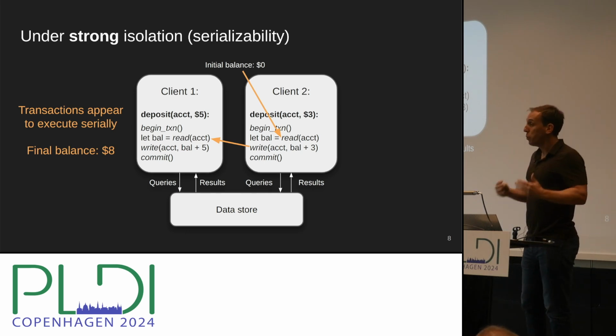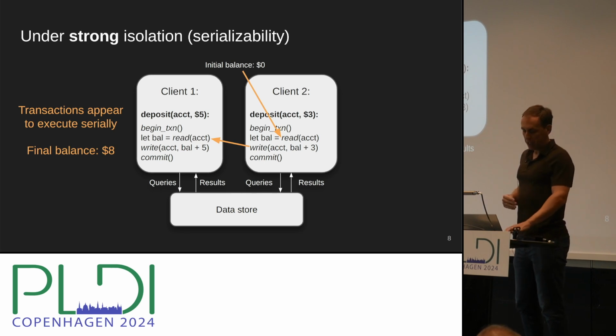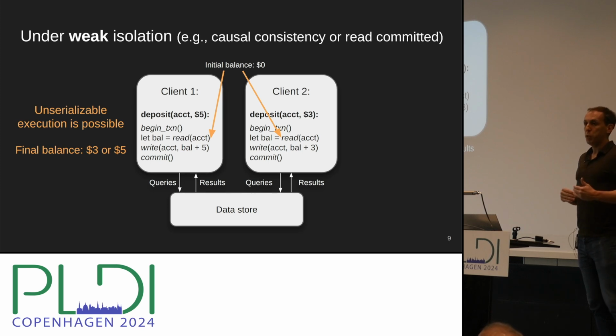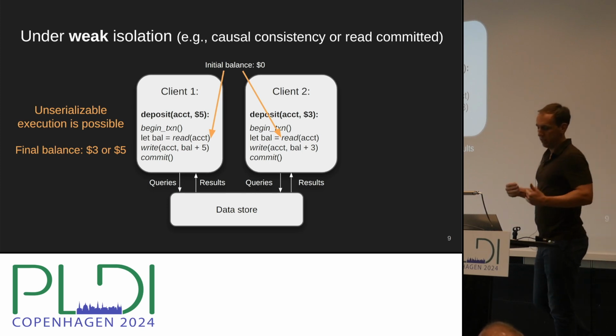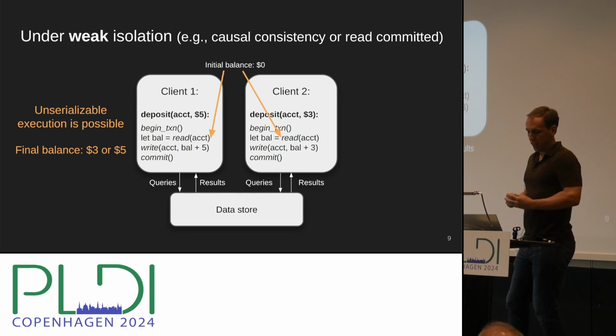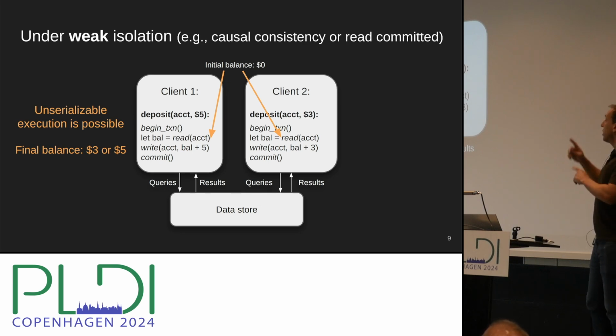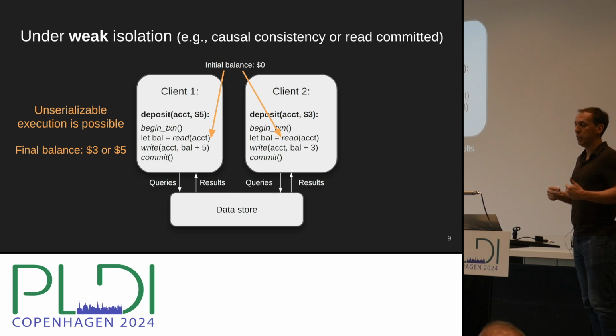However, in the real world, data stores don't provide strong isolation. They don't provide serializability. They provide weaker consistency models like causal consistency or read committed. The reason they do this is for performance and scalability reasons, to get much better performance. But it means that under these weak isolation models, this example's execution can happen under both causal consistency and read committed, which are the two isolation models we looked at in this work.